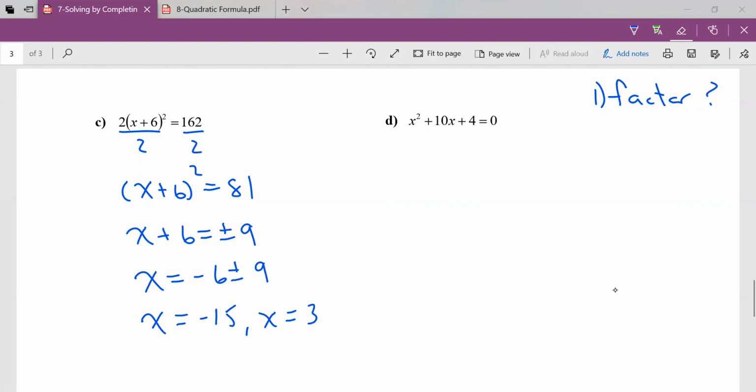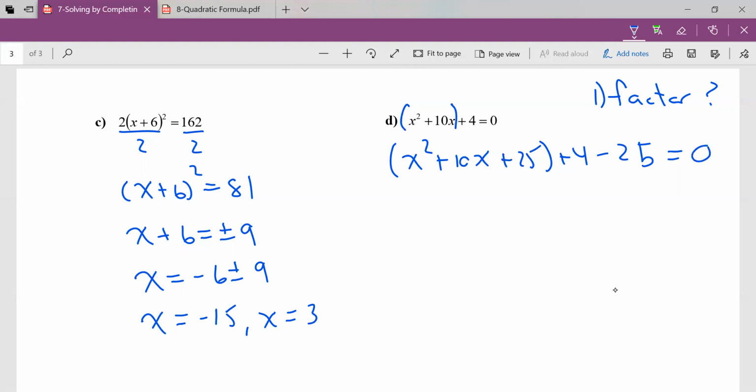So if I can't factor, then I'm going to complete the square. So parenthesis, parenthesis, right? And then take the middle term, divide it by 2, and square it. So that's 25. But don't forget about your balancing. So if I added 25, I'm going to balance by subtracting 25, just like that. Now, that's a perfect square trinomial. That's why we wrote it that way. So there's us completing the square. We did it earlier in the course, but now we're using this to solve.